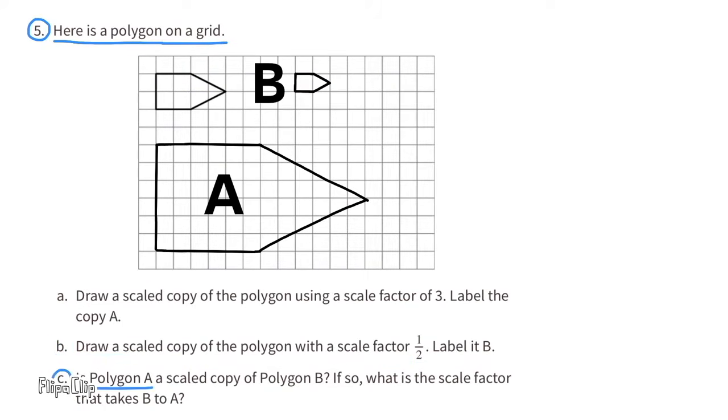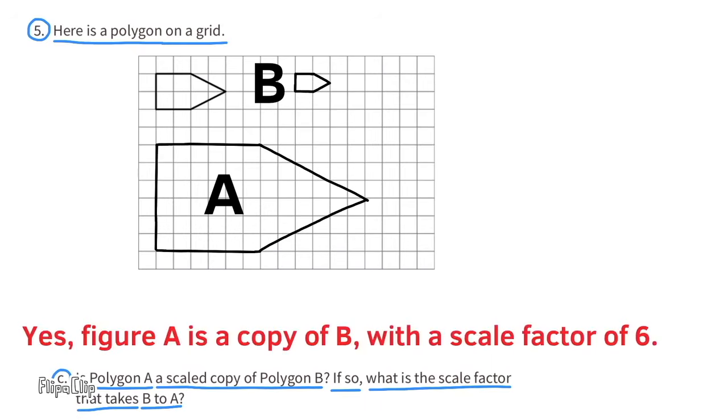C. Is polygon A a scaled copy of polygon B? If so, what is the scale factor that takes B to A? Figure A can be considered a scale copy of figure B because all the side lengths on figure A are exactly 6 times longer than all the side lengths on figure B. The scale factor is 6.